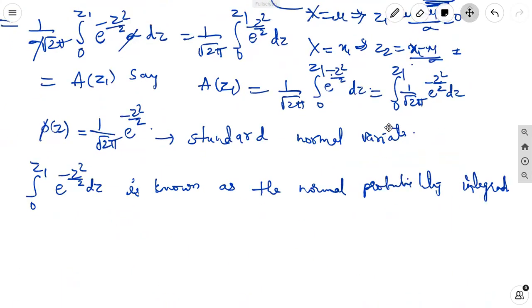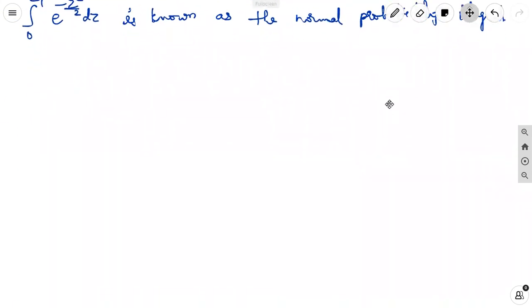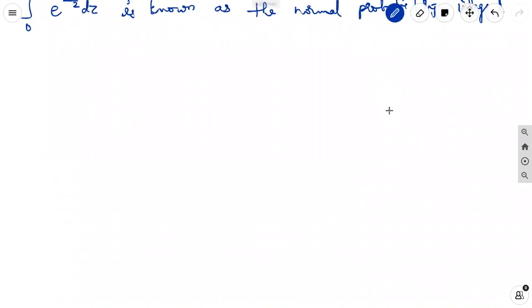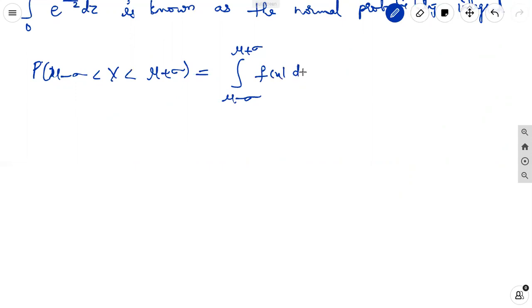First we check the lower limit value and upper limit value, where they are, and how we can find out the areas. Suppose, for example, we take the probability of mu minus sigma less than X less than mu plus sigma. It is equal to the integral from mu minus sigma to mu plus sigma of f of x dx.